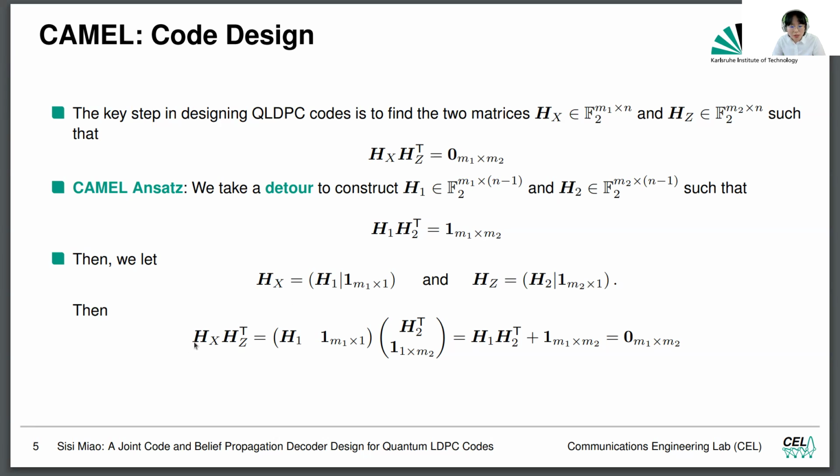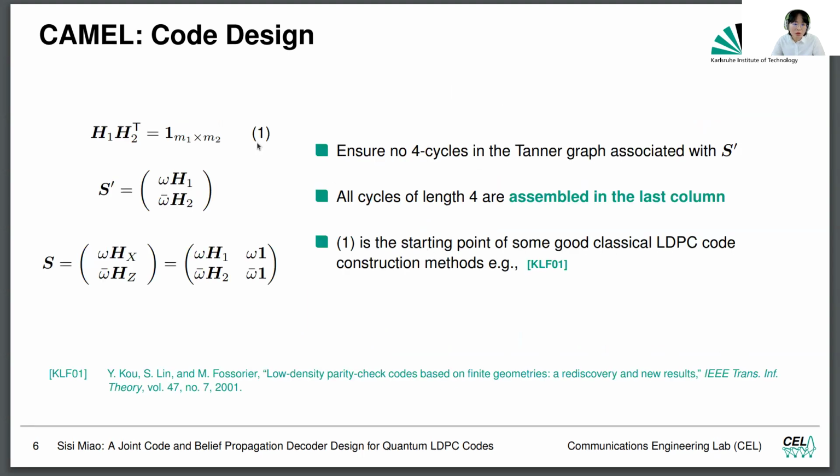Then we can verify that HX times HZ transpose is this here, which equals H1 H2 transpose plus this all-ones matrix, which is the all-zero matrix. Then going back to the criteria for designing QLDPC codes, it's a valid stabilizer code. The advantage of doing so is that if we let the product of the two matrices be all ones, that means we essentially have just one overlap between the rows. Then this ensures no 4-cycle in the Tanner graph associated with S prime. S prime is constructed similarly to the S we did before, just with H1 and H2.